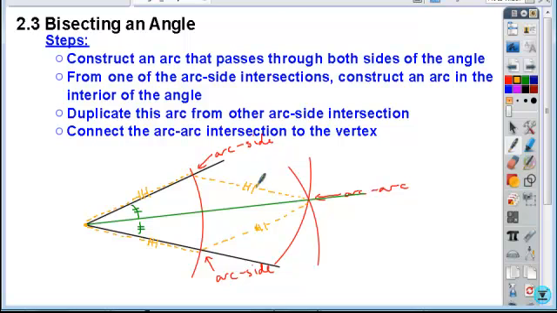And so we're going to use this later on to create parallel lines, because what do we know about a rhombus? It is a parallelogram. Okay, so we'll come back and you'll see this relationship again later, but for right now, we'll use this as a construction to bisect an angle.